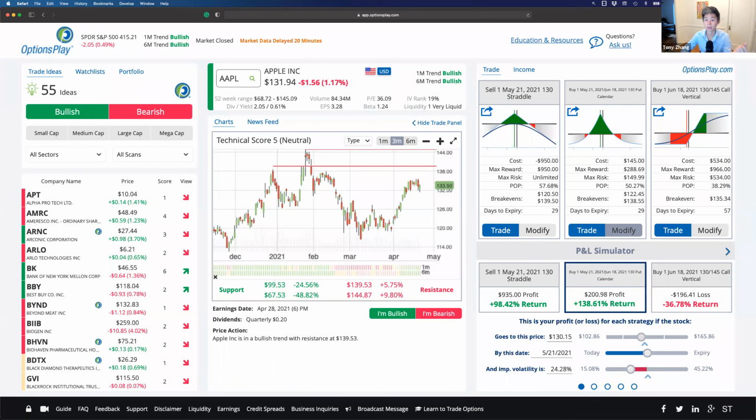What are exit strategies on calendars and diagonals? So these are debit spread type trades. The rules for debit spreads are pretty straightforward. You cut losses at 50%, start taking profits at about 75 to 100% gain. So the rules for debit spreads are roughly the same, even if you're trading calendars and diagonals.